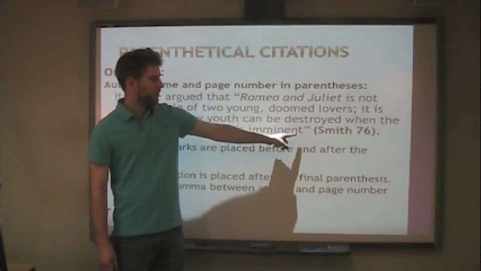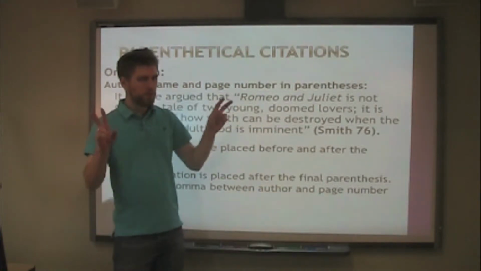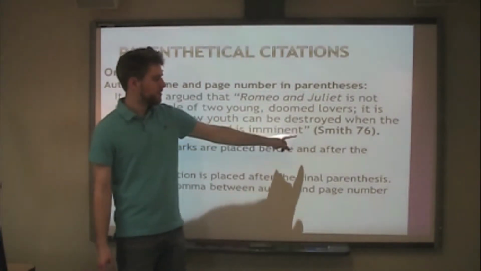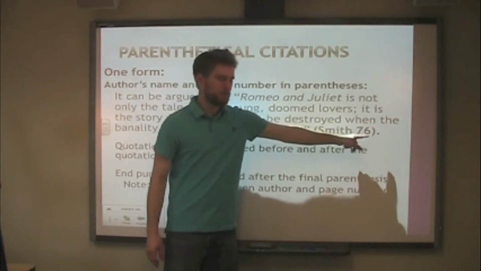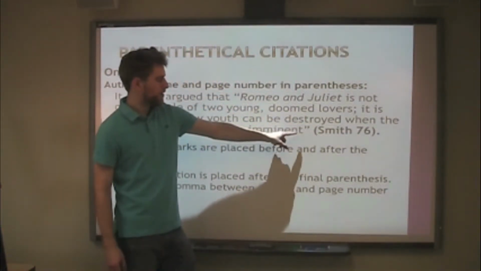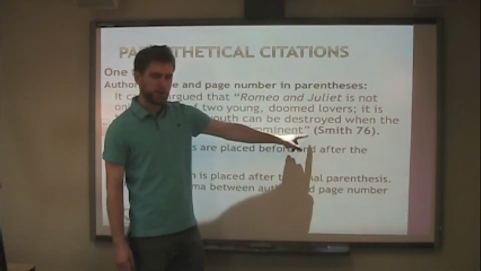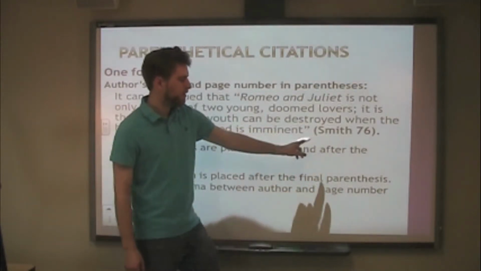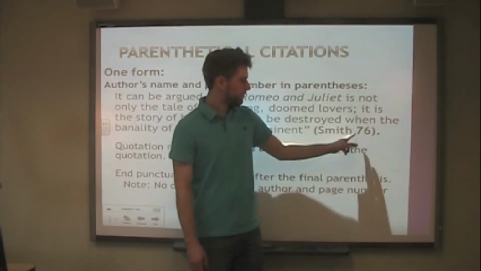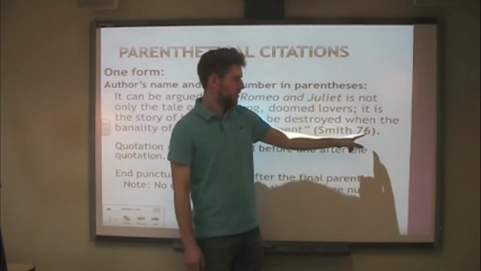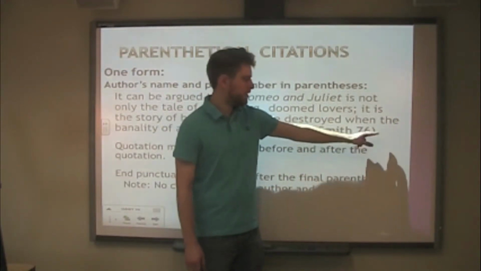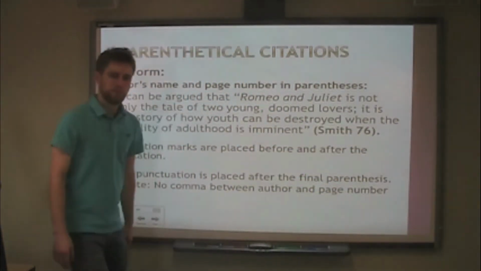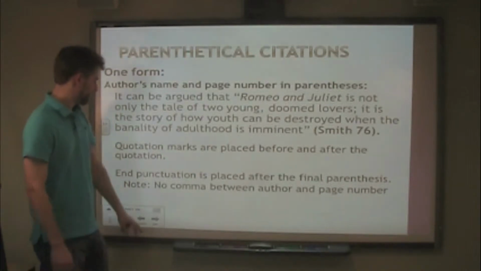So, even though this is what you might consider the end of your sentence, the sentence doesn't end until after your citation. So there's nothing here. You have the quotation mark, a space, your first parenthesis, author's last name, just a space, page number, end parenthesis, and then your final punctuation mark, usually a period.